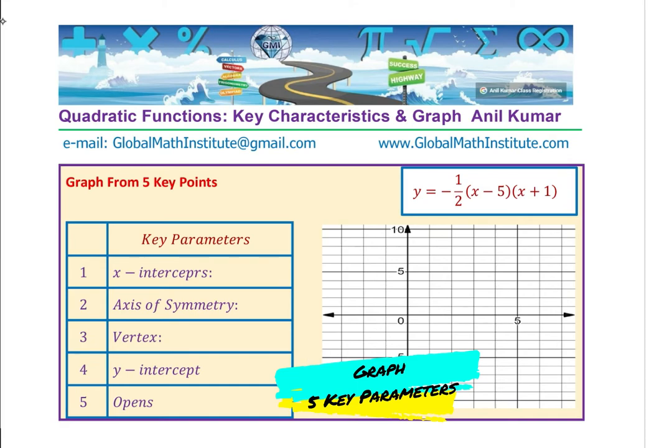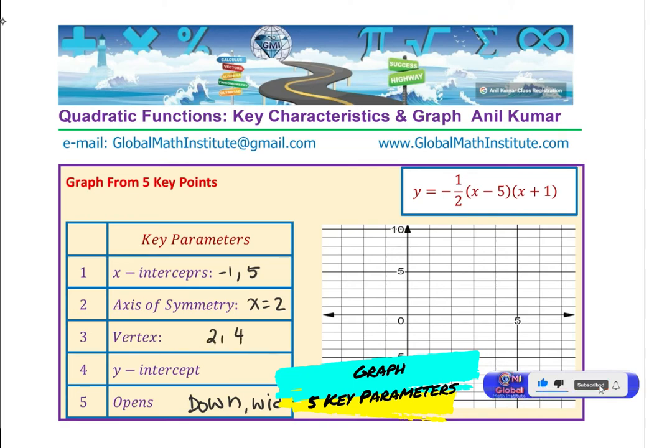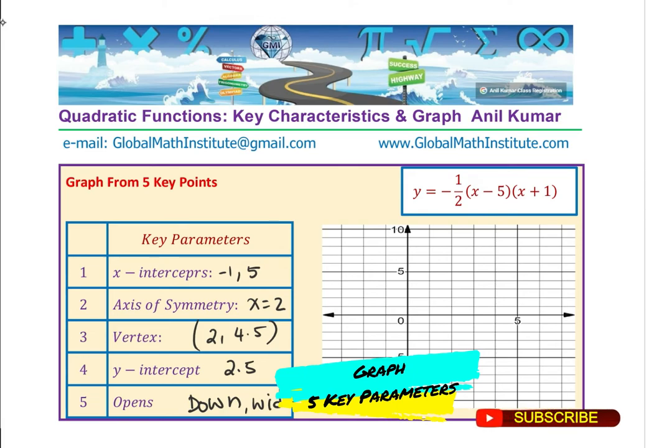And then sketch it. So we have this graph which opens down, right? Which opens down, perfect, and half means it is wide. Let me write here itself. I didn't keep space for it. The x-intercepts are at minus 1 and at 5. Axial symmetry is x equals 2. The vertex is at 2, 4.5. And the y-intercept was 2.5. Perfect. So the key points are, let's give these key points here, minus 1 and 5.